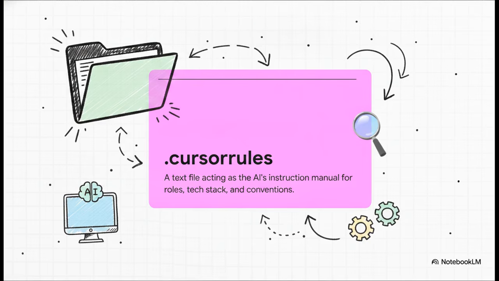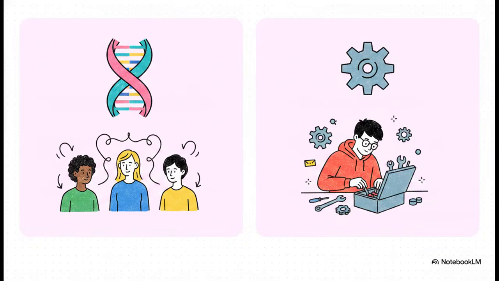This is a simple text file that lives right in your project root. Think of it as the AI's permanent instruction manual. It automatically injects your project's DNA into every single AI interaction. It tells the AI who you are, what the tech stack is, and exactly what coding conventions to follow, so you never have to repeat yourself. Now, what's really interesting here is understanding exactly where to put your rules.